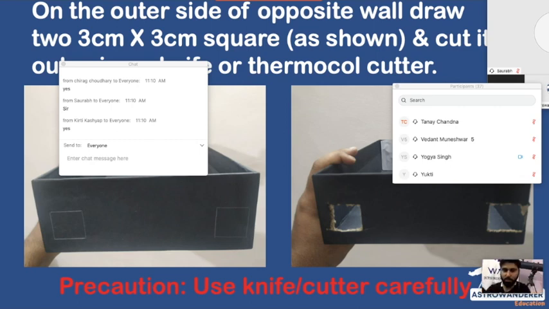You can make two squares of 3 cross 3 centimeter, and just cut it out using a blade, or not a blade, because I won't suggest a blade because it's very dangerous. You can use a knife, or a thermocol cutter, but do it very carefully. If you are a child, do it under the supervision of a parent or someone elder, so that it does not cut your hand.